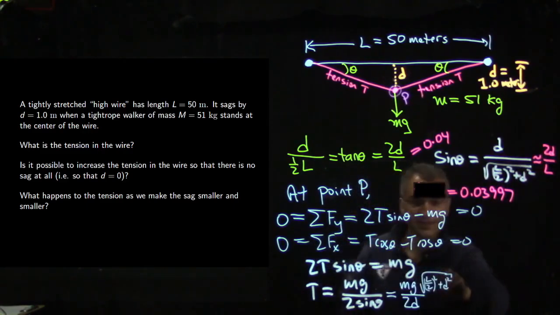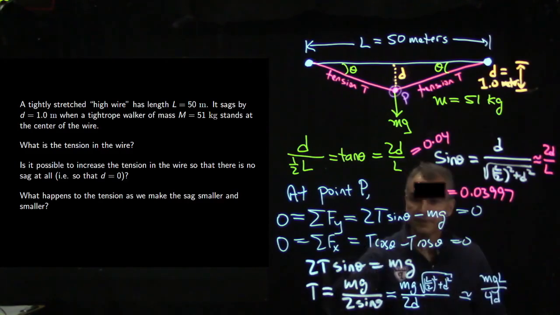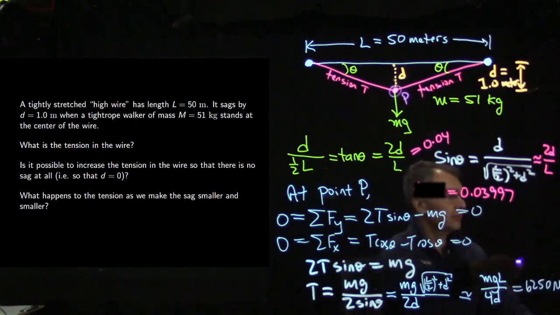So if you really want to be exact, you get an expression something like this, but this is almost exactly the same as mgL over 4d, because we have mg over 2 sine theta, and sine theta is very close to 2d over L. So there's 2 times 2d, and then you put the L upstairs. You can show that to yourself by plugging in numbers if you like. So what we get for the tension, if we put in numbers, is 6,250 newtons.